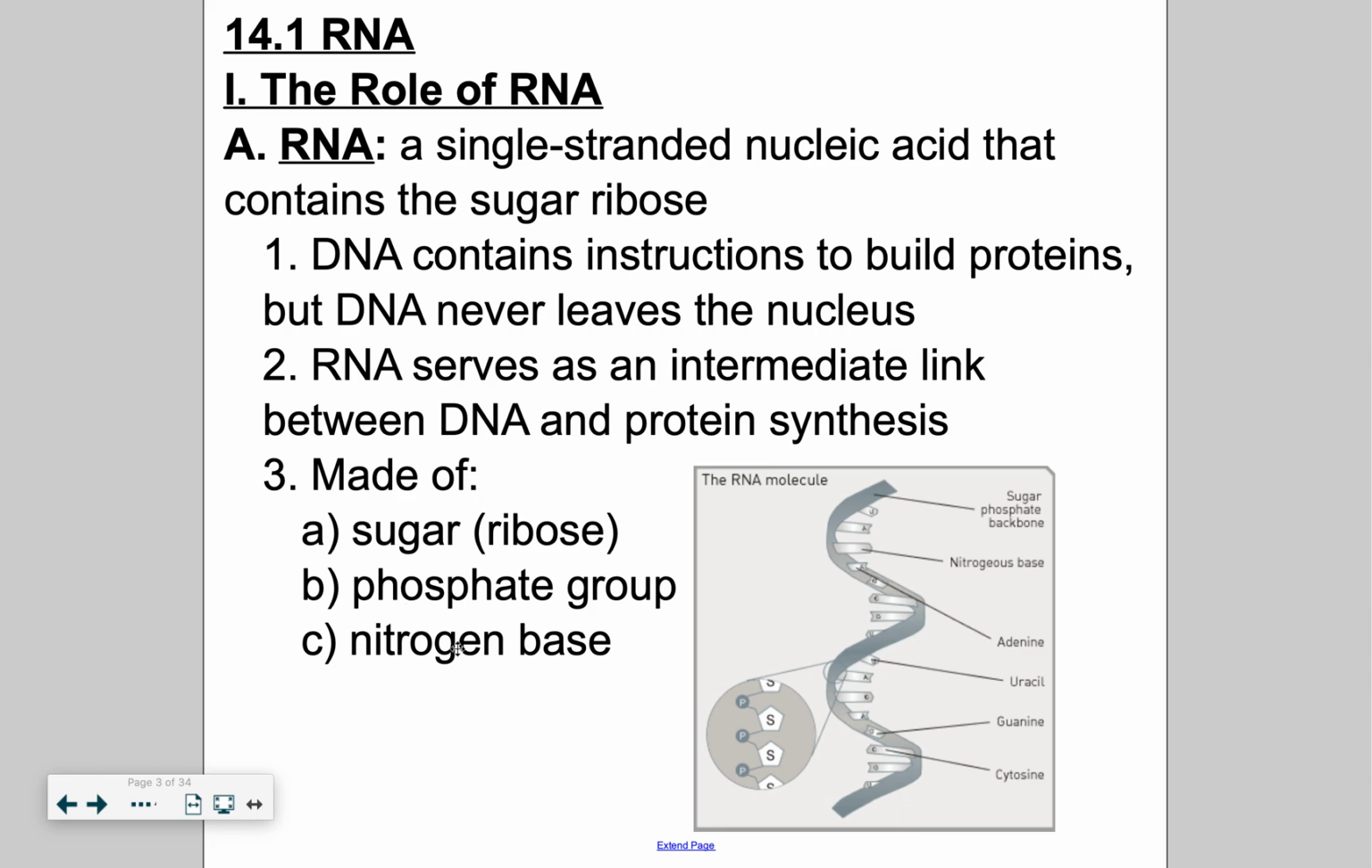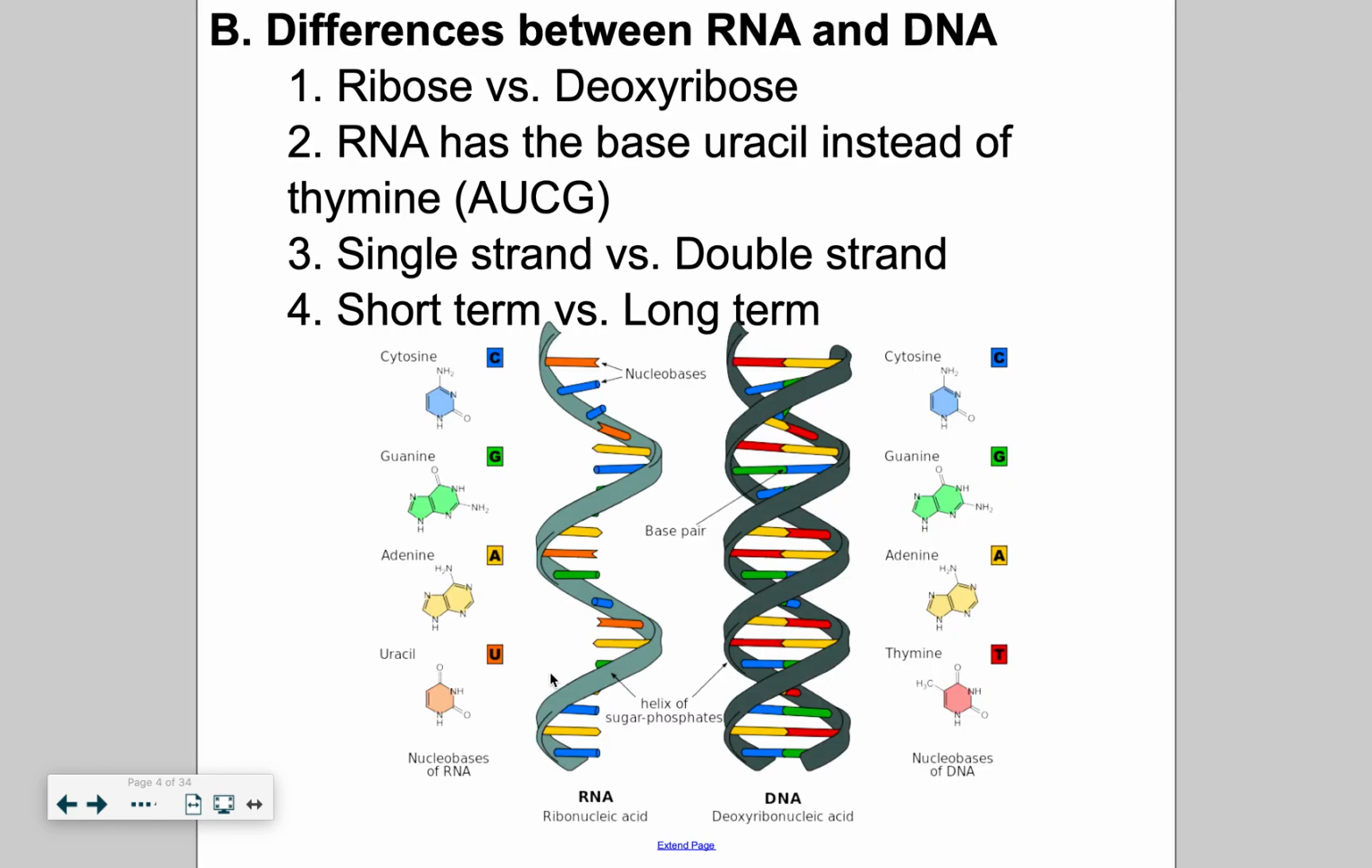It's made up of 3 parts, very similar to DNA. Really, the only difference is the sugar, ribose. DNA had deoxyribose. They both have a phosphate group, so the sugar and the phosphate kind of make up the backbone. And then we have nucleotides, a nitrogen base. And we're going to discuss more about those nitrogen bases later on in this chapter. They're not exactly the same, but similar.